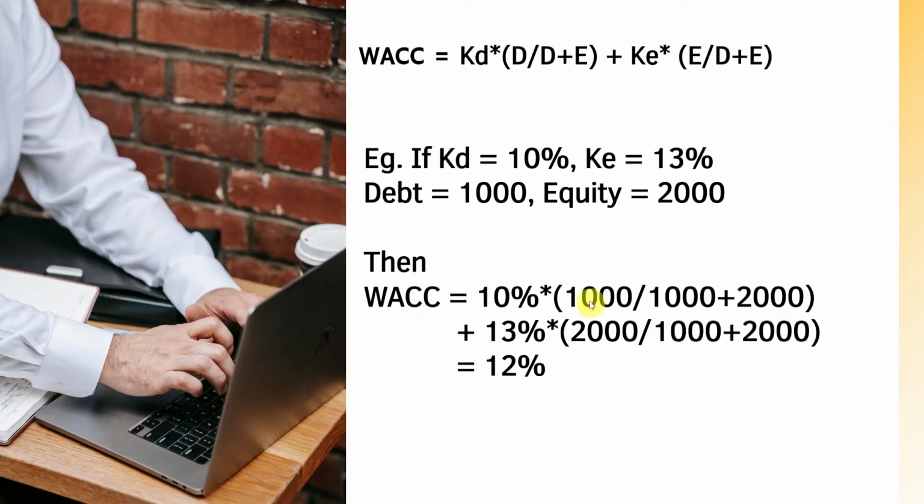Simply, it's the weight of debt, that is 1000 divided by 3000. This is the weight of debt. We multiply this weight with the cost of debt of 10%. Similarly, we calculate the weight of equity, which is 2000 divided by 1000 plus 2000, which is 3000. So 2000 divided by 3000 gives us the weight of equity, and we multiply this with 13%, which is the cost of equity. And when we add both of these numbers, we get 12%, which is our weighted average cost of capital.